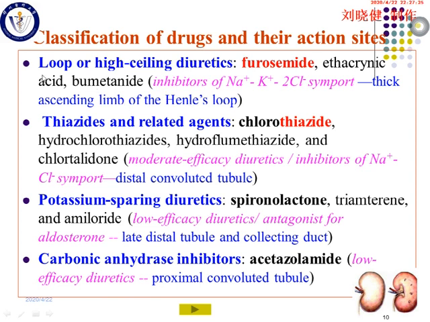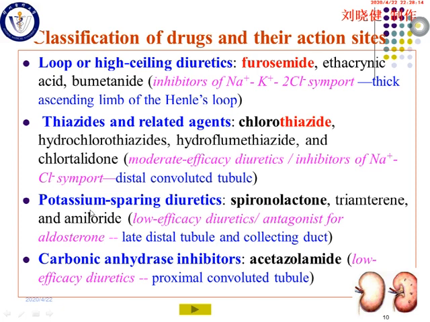Now look at the first. Loop or high-saline diuretics include furosemide, ethacrynic acid, and bumetanide. They are inhibitors of the sodium-potassium-chloride symport, acting on the thick ascending limb of the Henle loop. Thiazides and related agents include chlorothiazide, hydrochlorothiazide, hydroflumethiazide, and chlorthalidone. They are moderate efficacy diuretics and inhibit the sodium chloride symport, acting on the distal convoluted tubule.